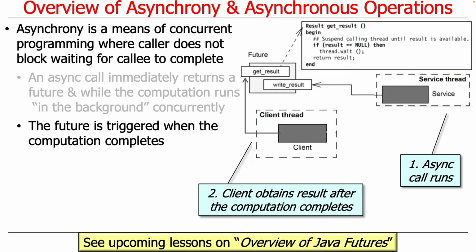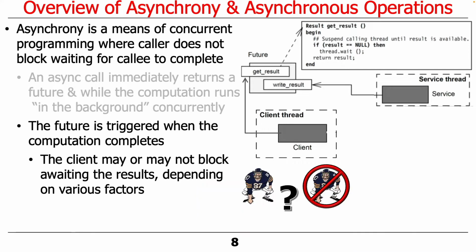When the asynchronously running computation completes, the future to it is triggered. So basically you initiate a call, you get back a future, the call runs in the background asynchronously, and then when it's finished, the client can obtain the result of the call. And there's a whole bunch of different ways to have that happen. But that's the idea. The future doesn't really have anything valid in terms of a result until the asynchronous computation is done. And in particular, the client may or may not block waiting for the results.